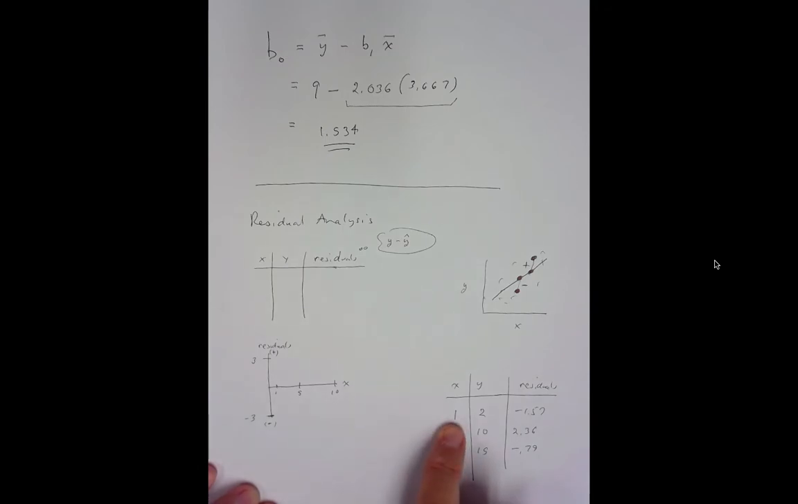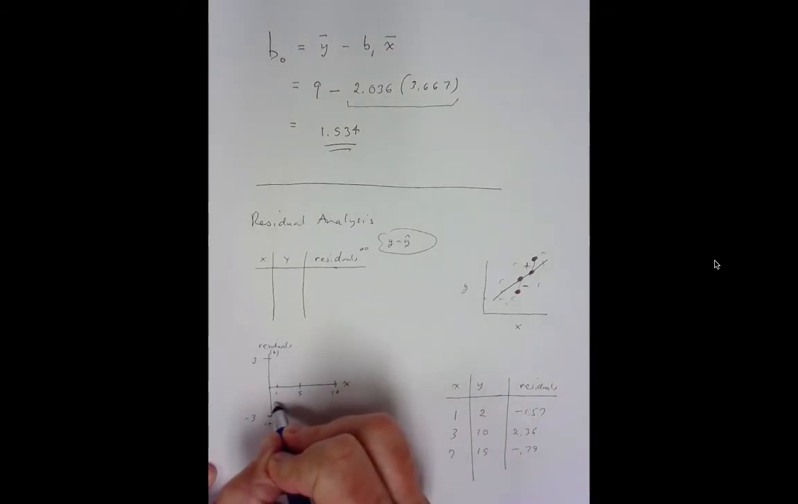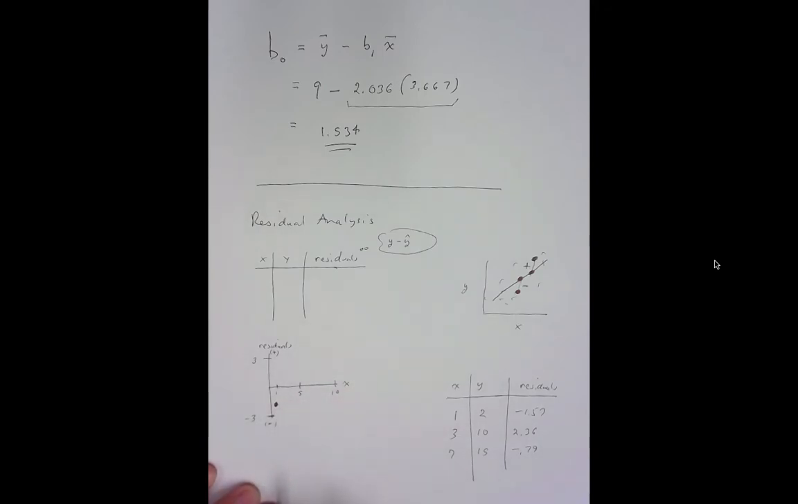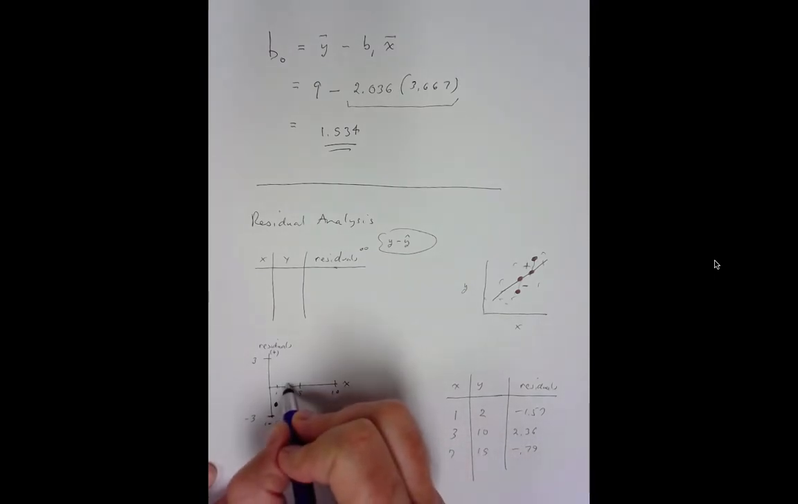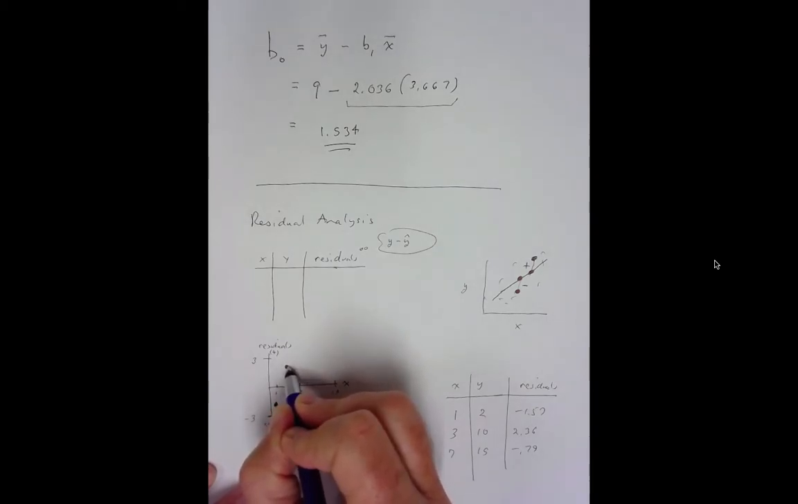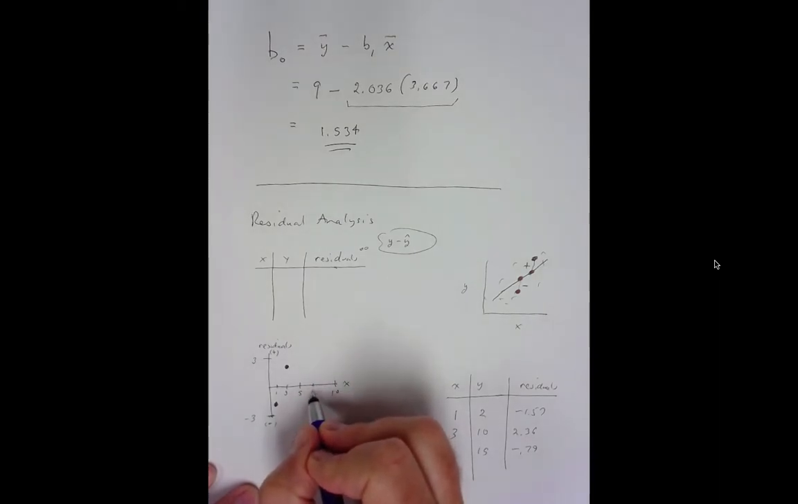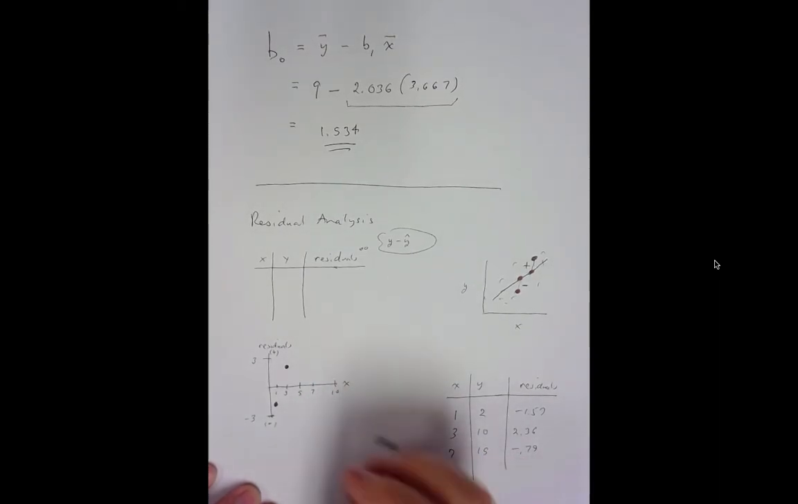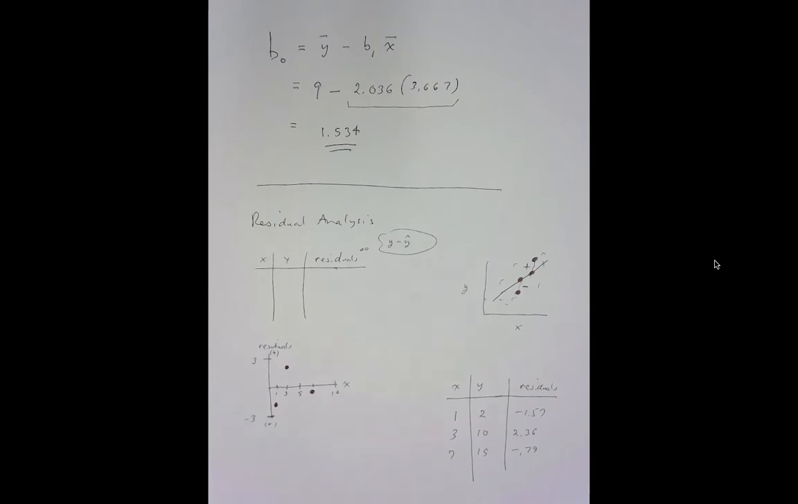When x is equal to 1, it goes to a residual of negative 1.57, which would be about right there someplace. 3, which would be about right here, has a residual of positive 2.36, which would be right there. And 7, which would be about right here, has a residual of negative 0.79. Now, this is a very non-interesting and non-entertaining residual plot because we only have 3 values.